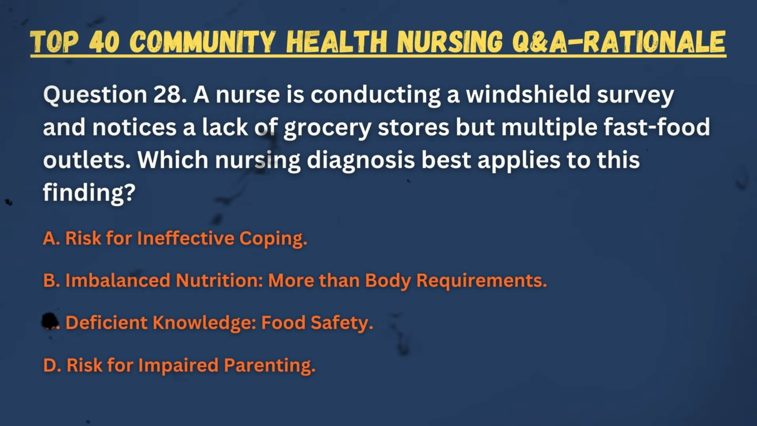Question 28. A nurse is conducting a windshield survey and notices a lack of grocery stores but multiple fast food outlets. Which nursing diagnosis best applies to this finding? A. Risk for ineffective coping. B. Imbalanced nutrition, more than body requirements. C. Deficient knowledge, food safety. D. Risk for impaired parenting.